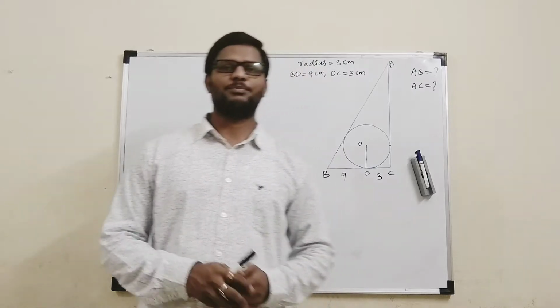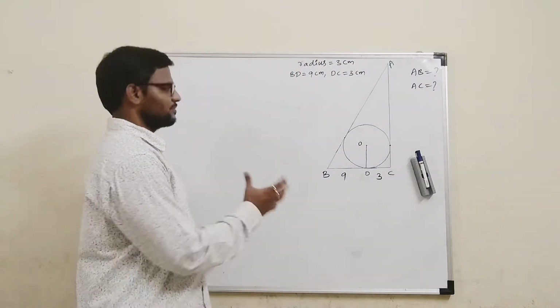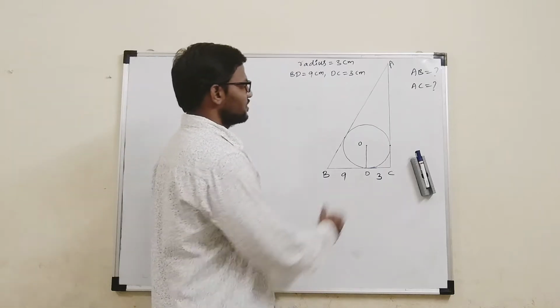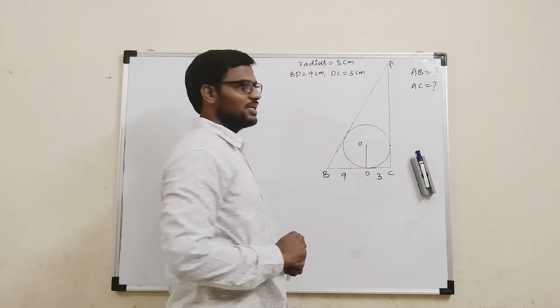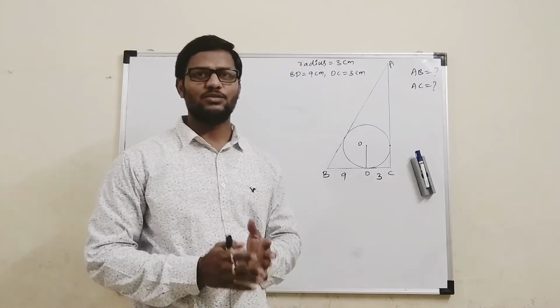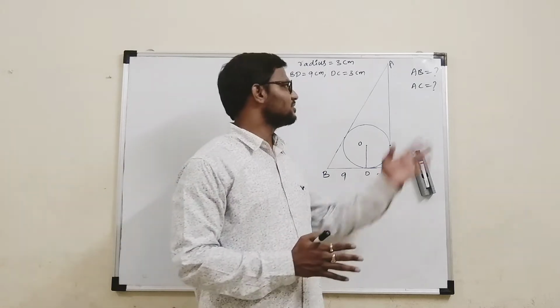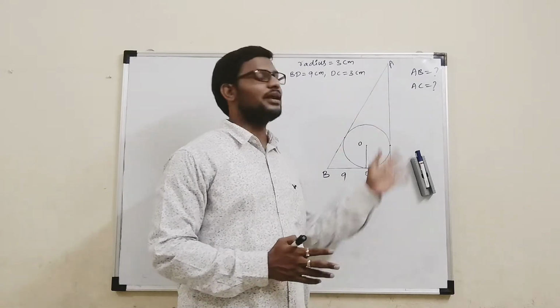Let's take one more important problem from tangents and secants. See, here a diagram is given. In this diagram, the radius of the circle is 3 centimeters, the length of BD is 9 centimeters, and the length of DC is 3 centimeters. And we are asked to find the length of AB and AC.